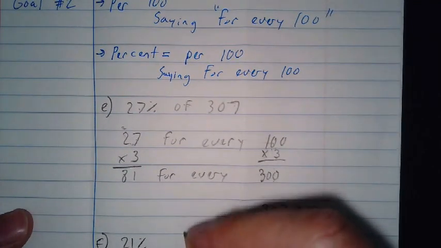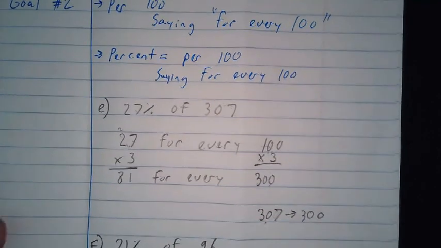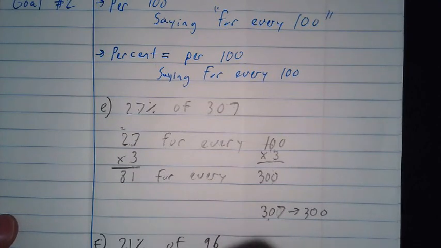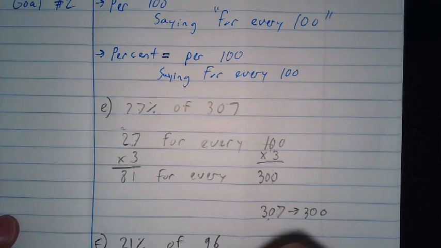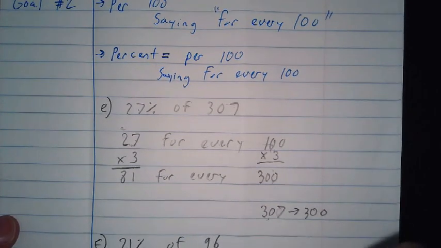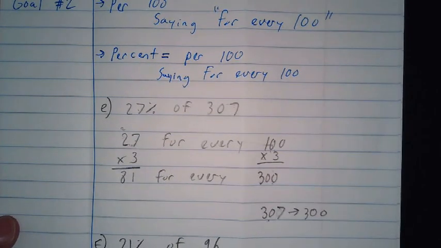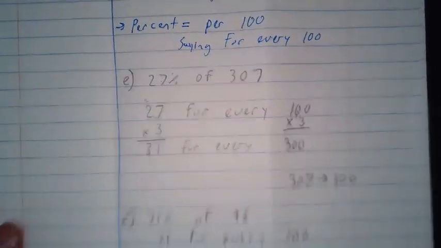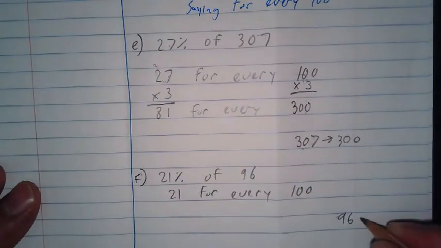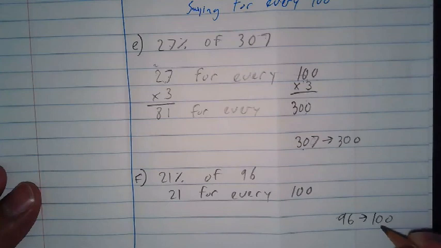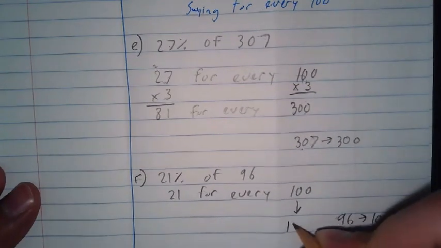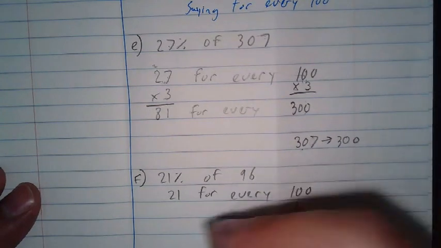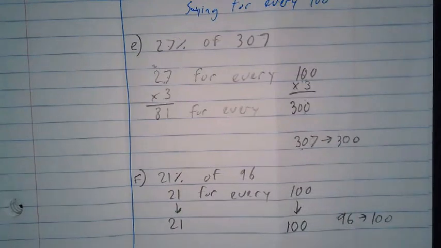21% of 96. Okay then, here's the deal. Alright, 21% is literally 21 for every 100. Now, some of you might already notice this. You can't really see what I just did, sorry about that. 21% of 96, 21 for every 100. You notice that 96 is pretty close to 100, right? So, if we have 100, and we want 100, well then, this is pretty much going to stay the same, okay?